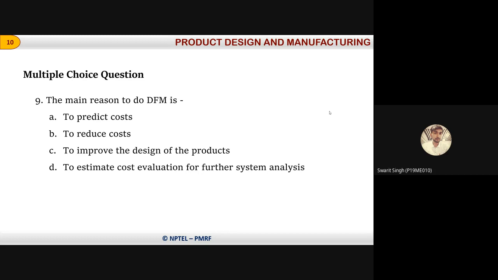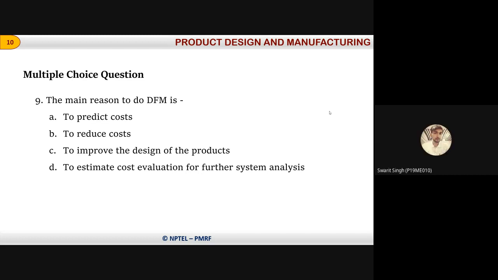So just refer to that once for more understanding. The concept of DFM, what DFM actually means, right? Sir, I have also attended the lecture of Dr. Inderpal Singh on the manufacturing guidelines of the product design.